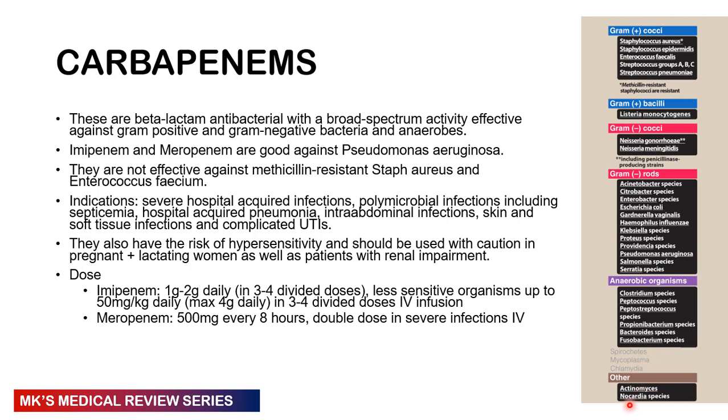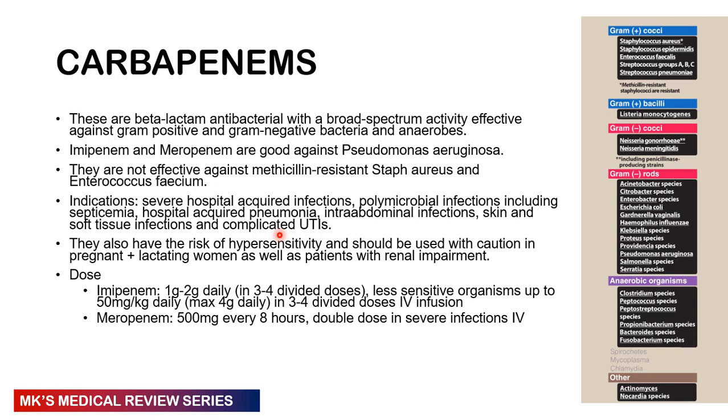Now, two important drugs here, imipenem and meropenem, which work against Pseudomonas infections. So especially if you're in a hospital where you have a lot of Pseudomonas, you should contemplate using these drugs. They're not going to be effective against methicillin-resistant Staphylococcus aureus and Enterococcus faecium. Some indications include severe hospital-acquired infections, polymicrobial infections including septicemia, hospital-acquired pneumonias, intra-abdominal infections, skin and soft tissue infections, as well as complicated UTIs. These also carry the risk of hypersensitivity, and they should be used with caution in pregnant and lactating mothers, as well as patients with renal impairment.